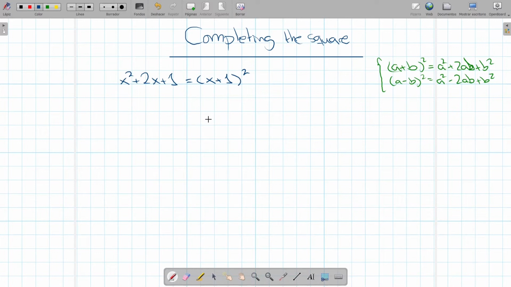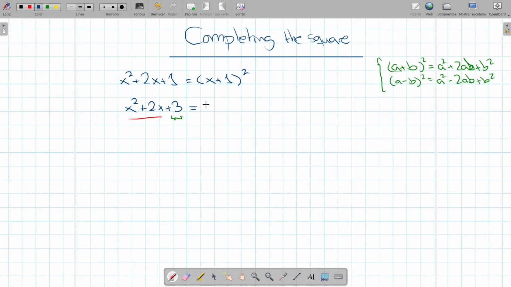What happens when you don't get a perfect square? So what happens when, for example, you get something like this? And that's not a perfect square. We have to understand that this could be a perfect square, and that the 3 is the part that is not allowing us to have a perfect square. So how do we factorize it? How do we complete the square?